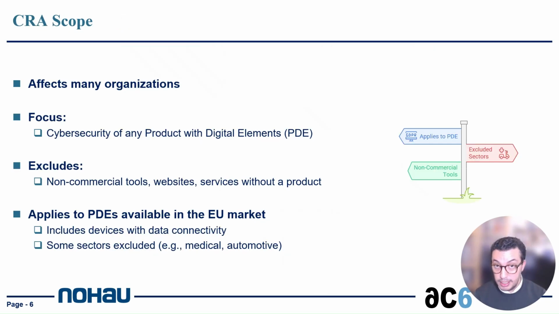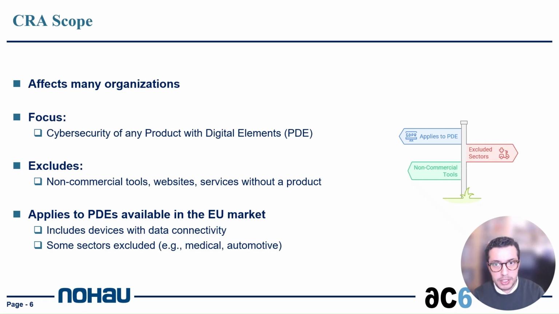So first of all, let's fix the scope of the CRA. The CRA affects a lot of organizations, but its focus is narrow. It's about the cybersecurity of any product with digital elements, so hardware plus software products, not generic services. It does not cover non-commercial tools, hobby projects, or pure website services where there is no product being placed on the market. It applies to any PDE that is available in the EU market, including connected devices and software distributed here, even if the manufacturer is outside of the European Union.